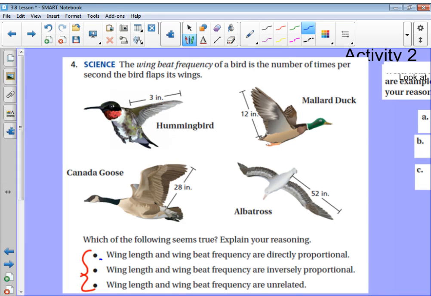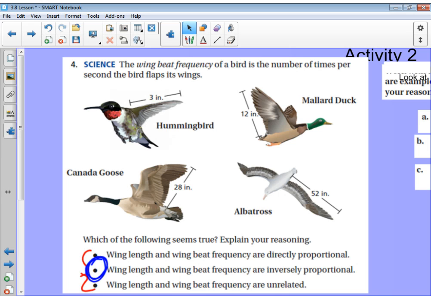The correct answer would be the second one. Okay, the longer the wings are, the more air they're going to be able to move out of their way, and therefore the less times they're going to have to flap those wings to be able to fly the same. Okay, so the shorter the wings, the more they have to flap those wings, and the longer the wings, the less they have to flap them.